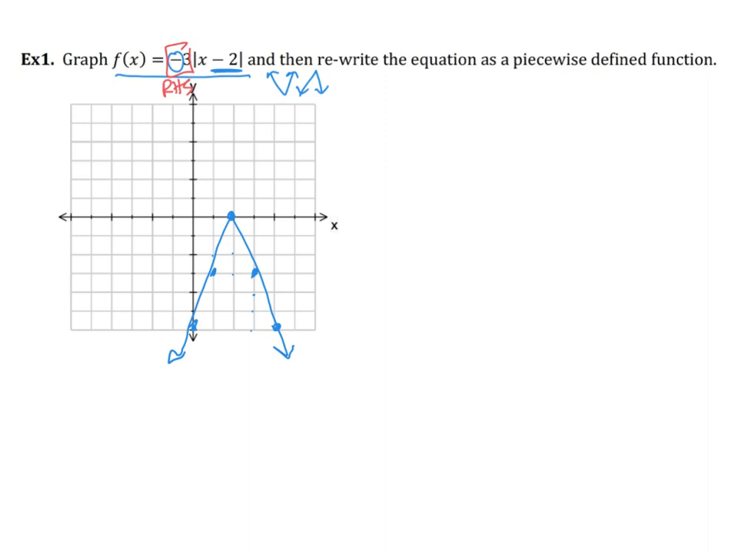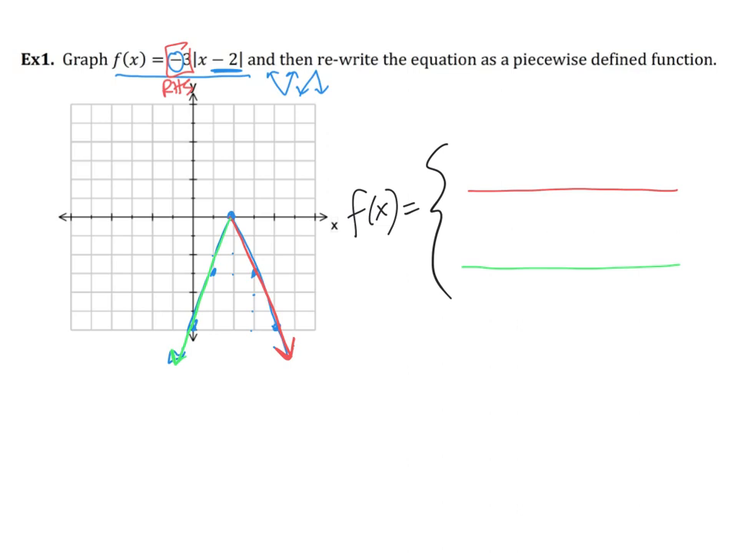Now, if I want to write this as a piecewise function, I'm going to write the right-hand side as a function, and I'm going to write the left-hand side as a function. So first, I say the function is, and then I put that little bracket, and I'm going to have the right-hand side and the left-hand side.